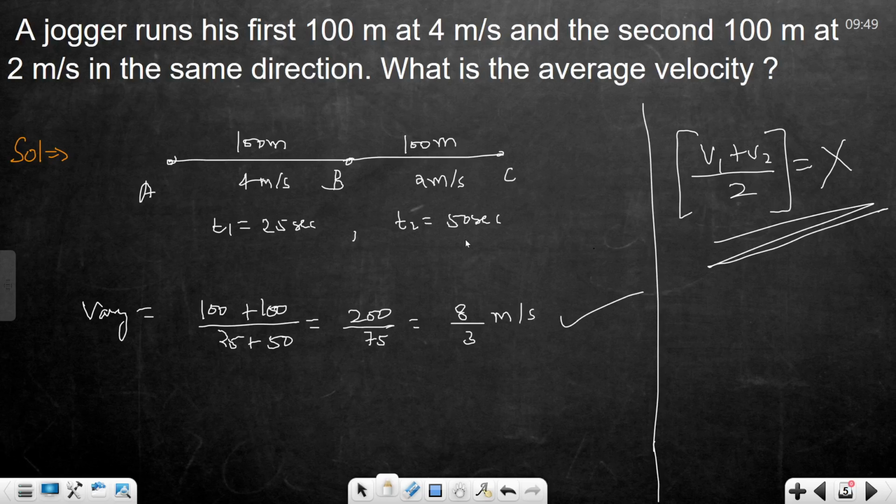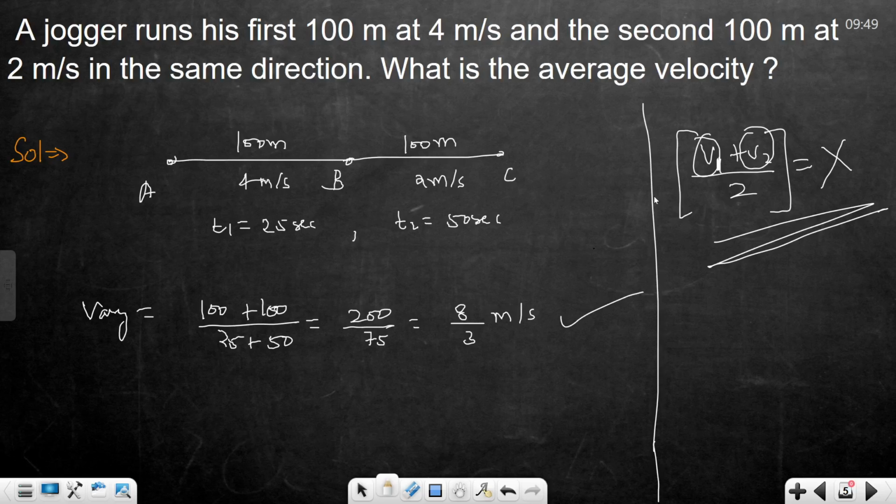Why does this formula not work here? Beta, because you are not taking the average of two quantities. You are calculating average velocity. That depends on displacement and time. It depends on displacement also. Clear?